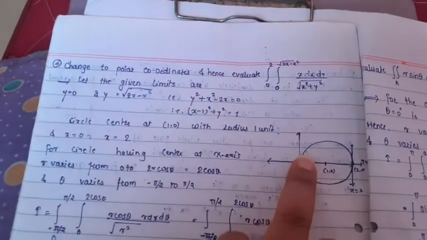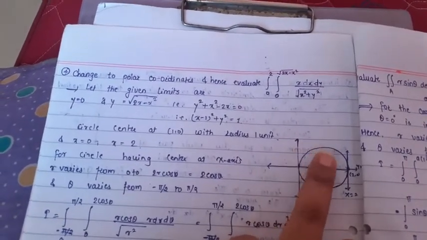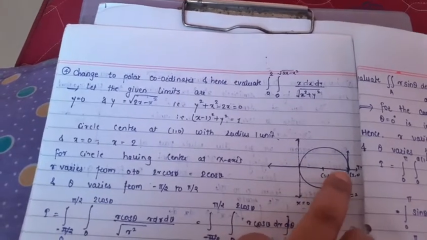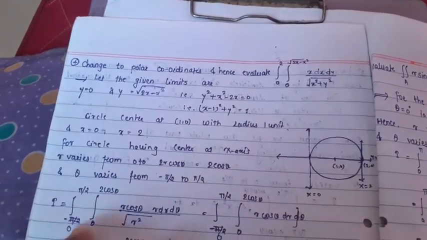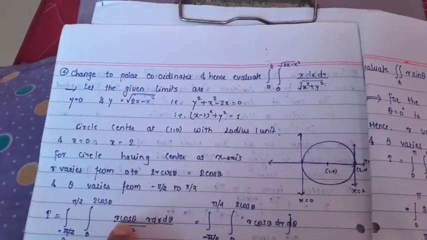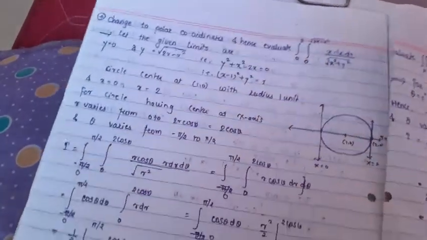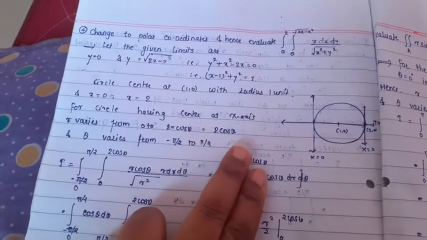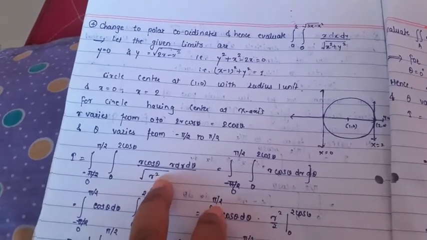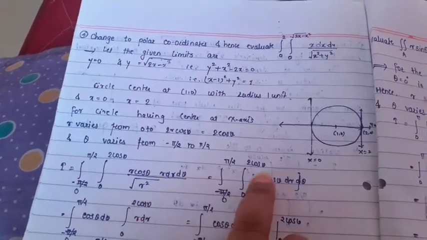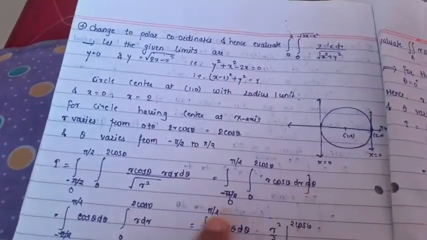Now here the region is distributed into two equal parts. Therefore if we consider only the positive quadrant, the limit becomes 0 to pi by 2. So 0 to pi by 2, 0 to 2 cos theta, r cos theta into r dr d theta upon under root of x square plus y square. x square plus y square means r square, since r sin theta whole square plus r cos theta whole square is only r square here. So under root of r square is equal to r, one r gets cancelled, so remaining only r cos theta dr d theta. First of all, integrate with respect to r.